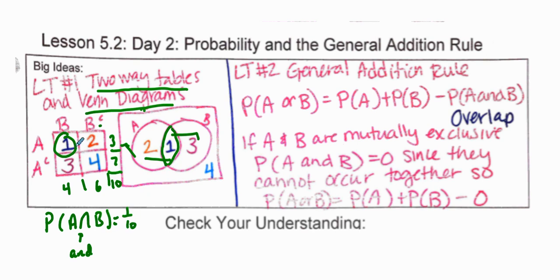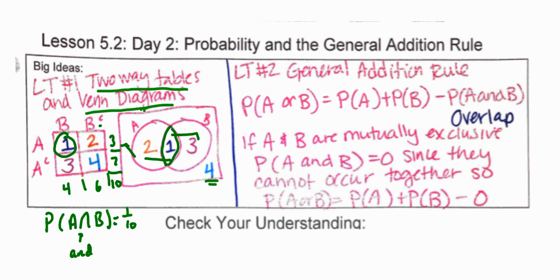And then finally, where does A not happen and B not happen? This would be our 4. This is where A and B are both not happening. That would be like they're not happening together, so that'd be kind of like a mutually exclusive event on the outside. All right, and hopefully that makes sense when we're going through and looking at that.